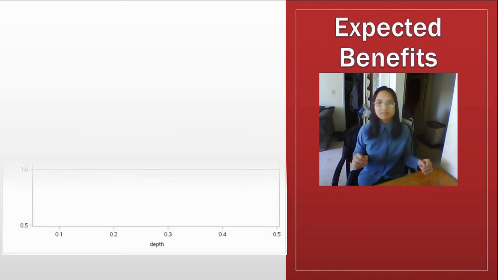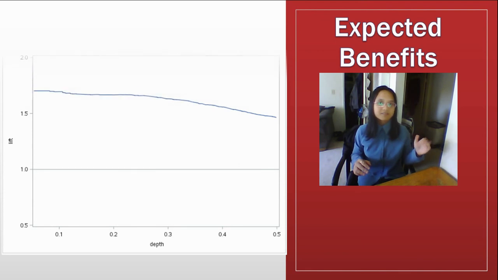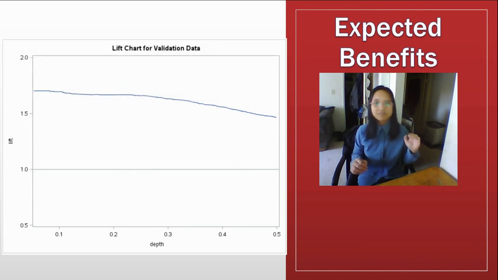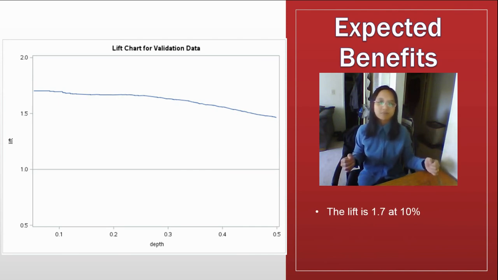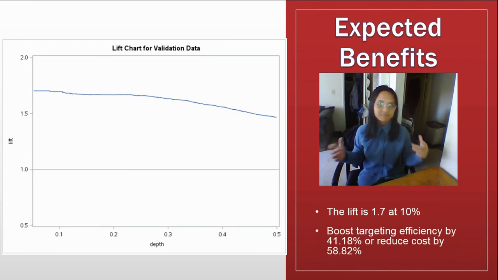Expected benefits. The lift chart indicates that setting the classification threshold to the top 10% would target 1.7 times the number of providers who are likely to be a frequent opioid prescriber. This is in comparison to just selecting a random sample of providers. So a targeting campaign can either boost efficiency by approximately 41.18% or yield a cost savings of approximately 58.82%.